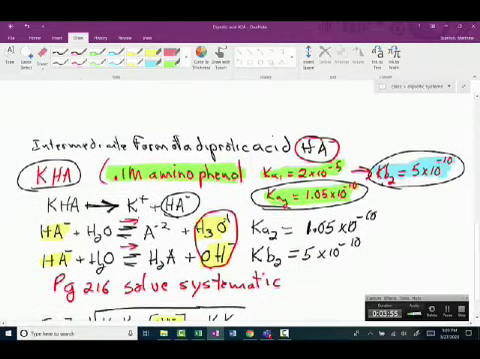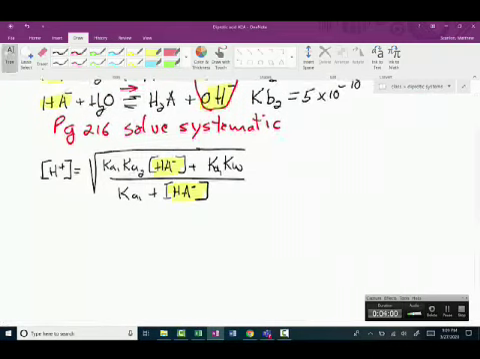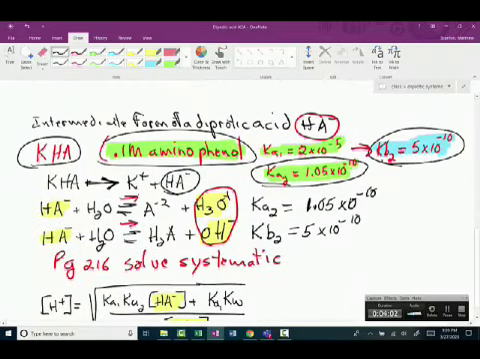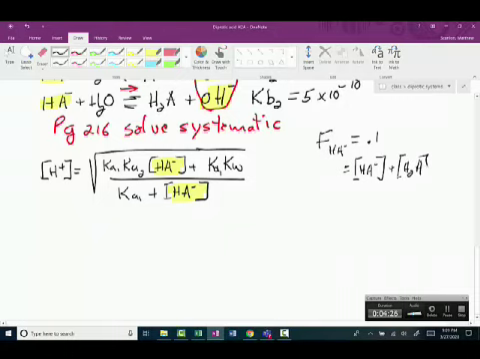We know our initial concentration, which I didn't write down, so we'll pick one right now. We're going to dump in, I did pick one, 0.1 molar aminophenol right up here. So we're going to dump that in. That's called the formal concentration. The formal concentration of HA minus is 0.1. This is really the mass balance. It's equal to the concentration of HA minus plus the concentration of H2A plus the concentration of A minus 2. All the forms of A.